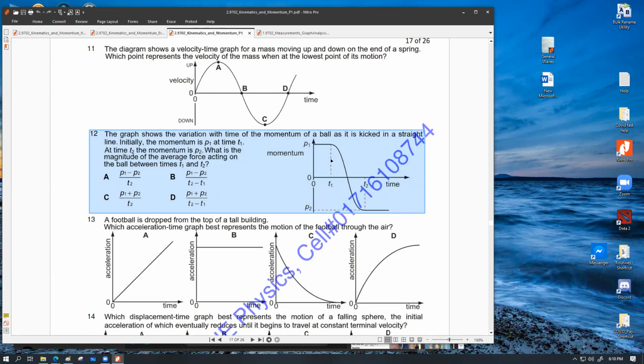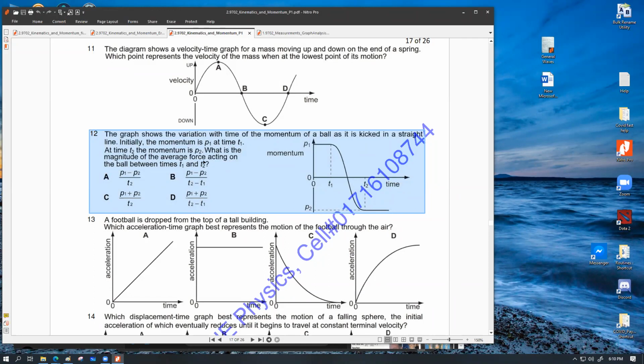So if you're trying to find the change in momentum, you might as well write P2 minus P1. When you place the values, P2 should show up as a minus value and P1 should show up as a positive value. This is why the correct response for this question is B. Am I correct? Yes, sir. B is the correct response.